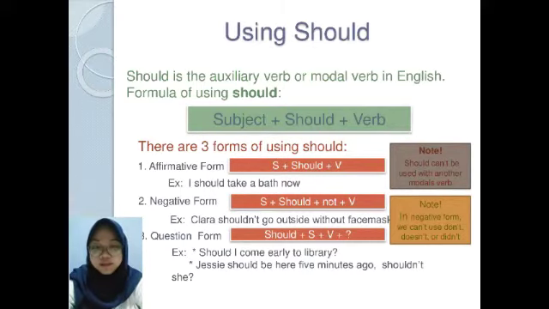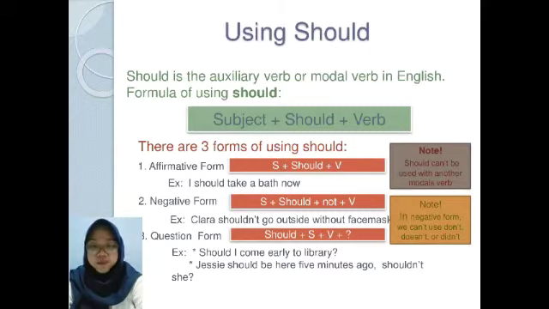The second form is negative form. In negative form, we cannot use don't, doesn't, or didn't, because the formula is subject plus should plus not plus verb. For example, Clara shouldn't go outside without a face mask.